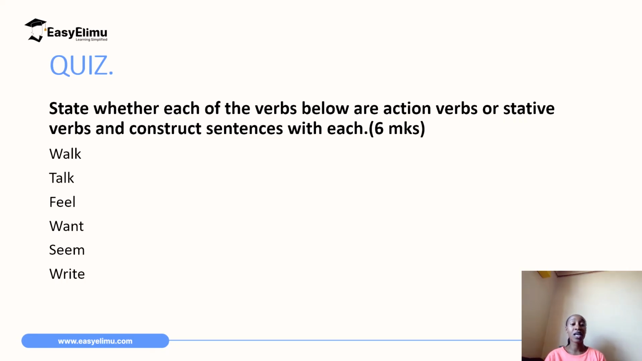For further practice, have a look at that quiz. Identify the verbs first, classify them as action verbs and stative verbs, and then construct a sentence with each of those verbs.